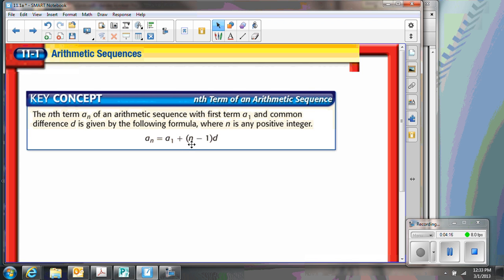This n is the same n as over here. So for instance, if I'm looking for the 20th term, the 20th term would be a sub 1, the first term, plus 20 minus 1, or 19, times the common difference. Let's put that to use.